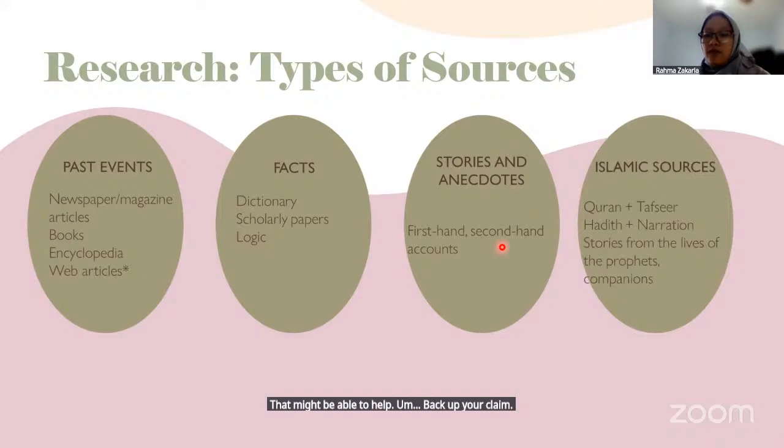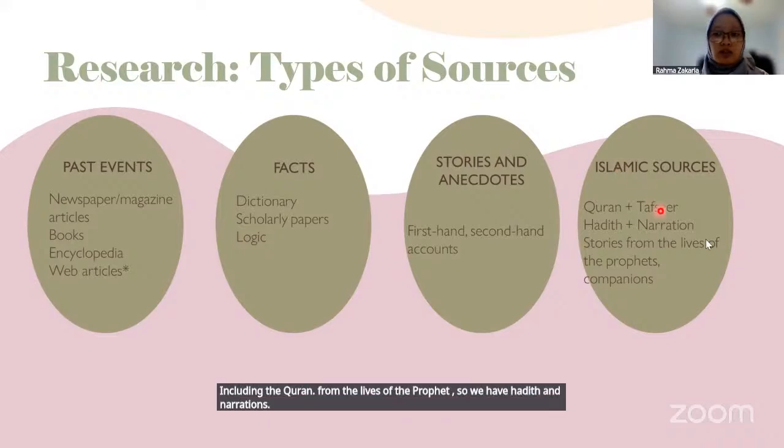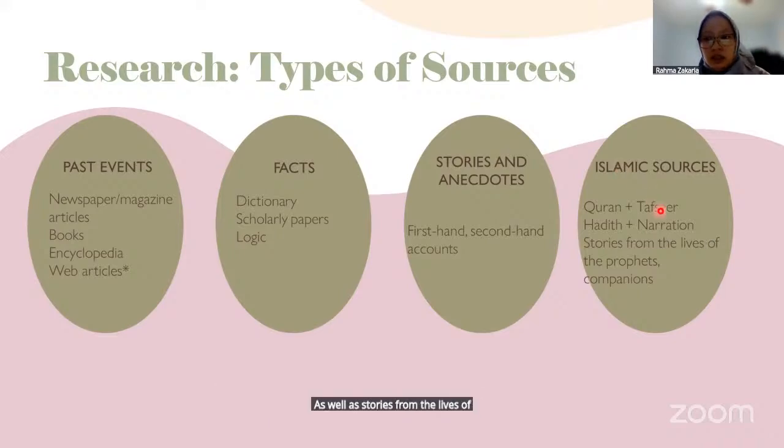And of course, we have Islamic sources as well, including the Quran, translation, tafsir, from the lives of the Prophet ﷺ. So we have hadith and narrations, as well as stories from the lives of the prophets and companions, or also stories from prominent people in the religion, or things that a sheikh has said, anything like that. As long as, again, we think about the strength and the accuracy of the source, as well as how it relates to our topic. So we want to make sure that we stay focused and stay on topic.